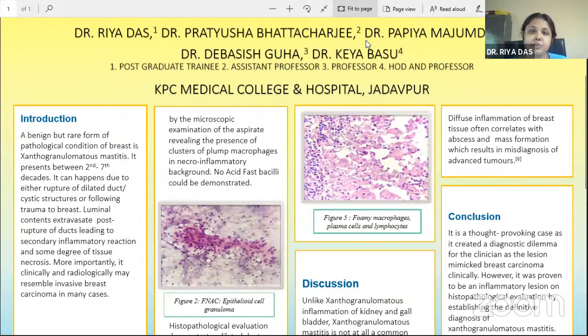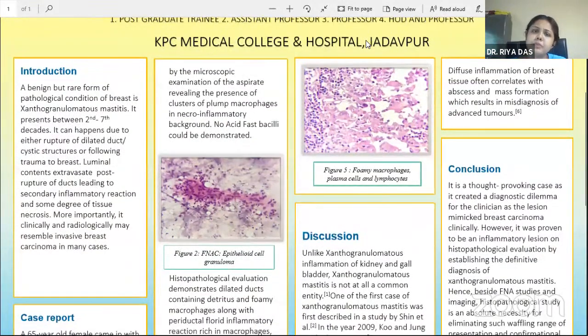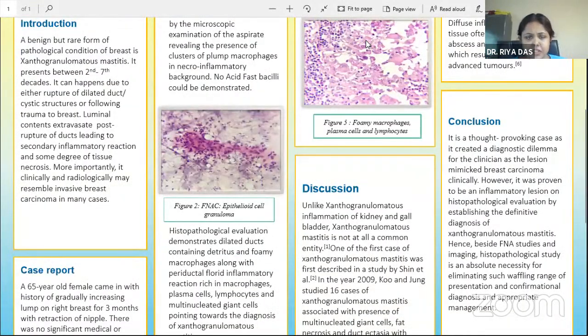So we can see that we could reach the final diagnosis of xanthogranulomatous mastitis only after a proper histopathological evaluation. Now, xanthogranulomatous mastitis is a rare breast pathology which is benign in nature and commonly presents in females in their second to seventh decade. It can happen due to rupture of a dilated duct or any cystic structures, or following a direct trauma to the breast. The most important point to keep in mind is its presentation, because this lesion most often clinically and radiologically resembles an invasive breast carcinoma.